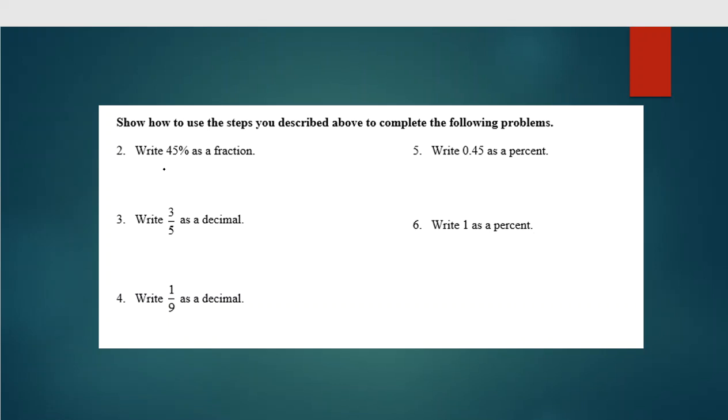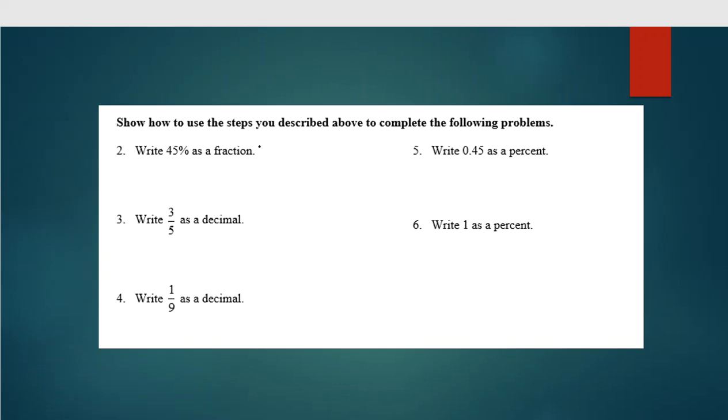So I want you to take just a second, and I want you to use all of the things that we've learned so far and see if you can do these questions. There's actually 5 questions here. So push pause, try these on your own paper, and then push play, and I will go over the answers with you. Okay, so here we go.